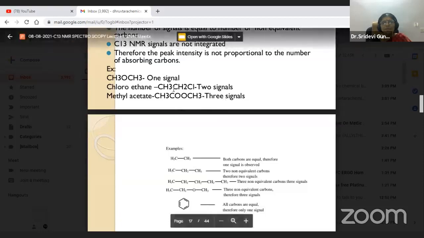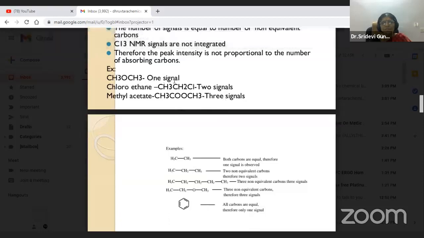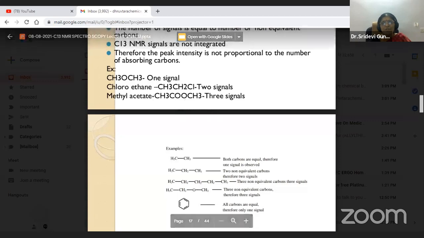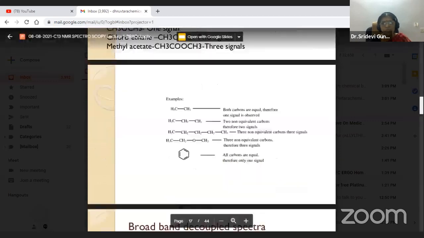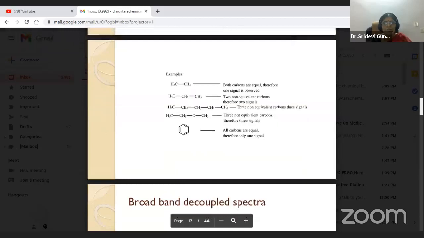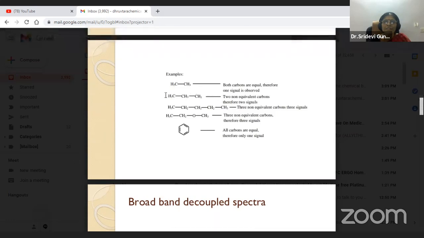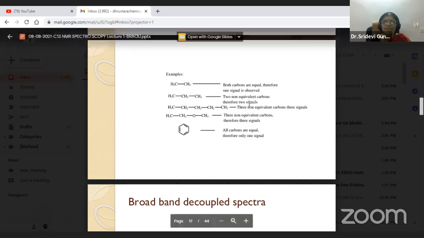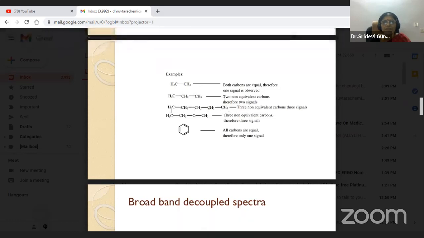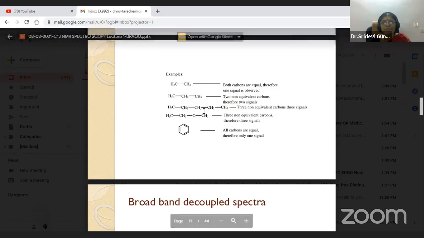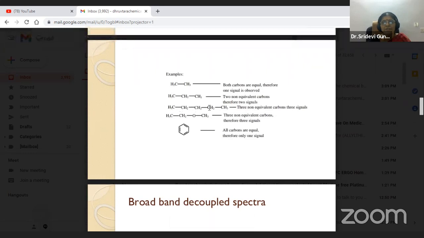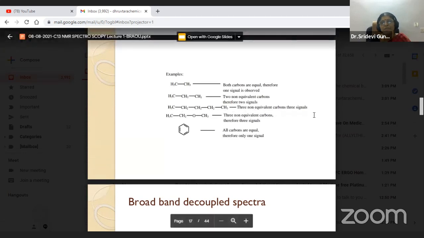In broadband decoupled spectra, the number of signals is equal to the number of non-equivalent carbons. And there are some more examples for your reference. See, ethane. Ethane, both carbons are equal only. Therefore, only one signal is observed. Propane. How many non-equivalent carbons? This one, another one. This and this are same. Okay. So, 2 signals are obtained. Here, pentane. This is different, this is different, and this is different. And these 2 are same, these 2 are same. So, 3 non-equivalent carbons.